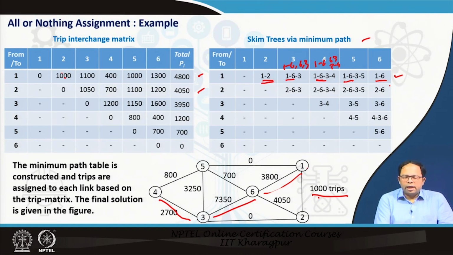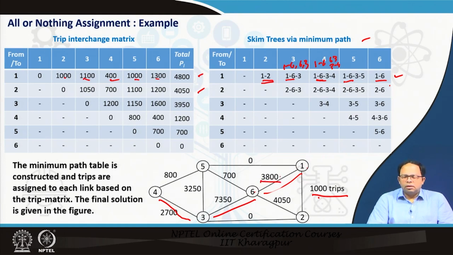So let's look at 1 to 3, that means 1100 plus 400 plus 1000 plus 1300. So that comes to around 1000, 2300, 2700 and 3800. So 1 to 6 is 3800. So that is right.